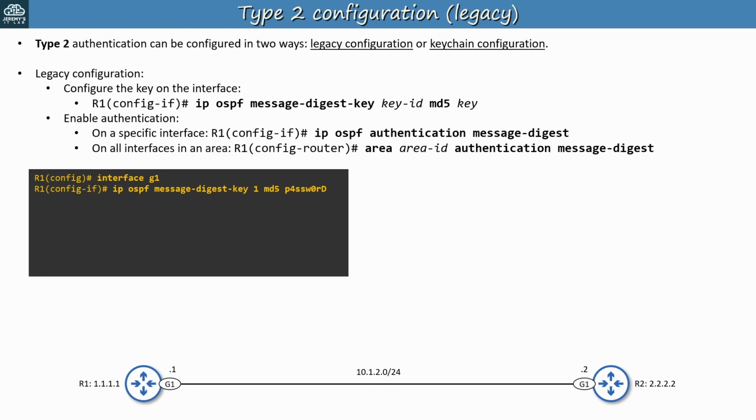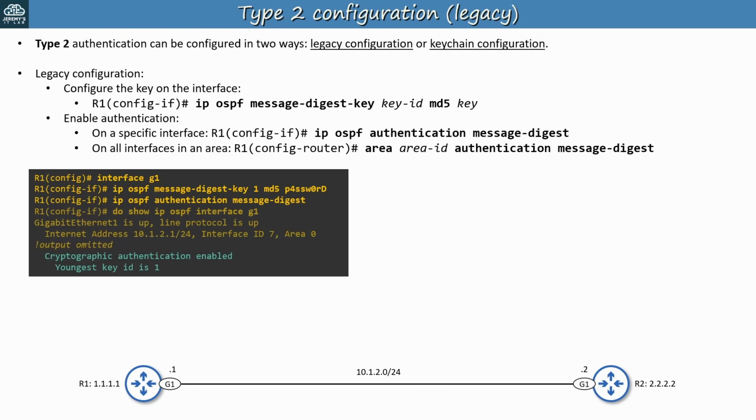Let's configure Type 2 authentication on R1 and R2. On R1 first, I configure the key with IP OSPF message digest key, a key ID of 1, MD5, and then the key. And then I enabled Type 2 authentication with IP OSPF authentication message digest. This time, show IP OSPF interface says cryptographic authentication enabled and also identifies the most recently configured key ID, 1.